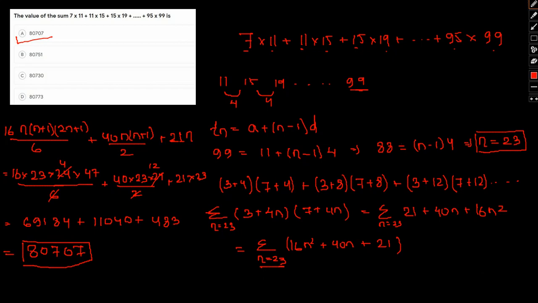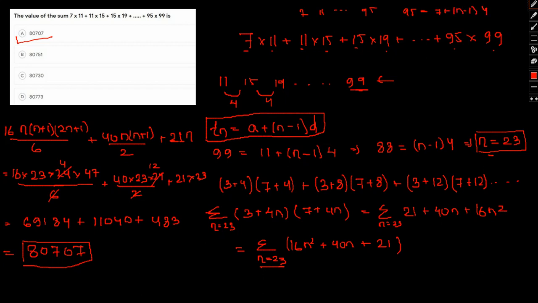So I hope this question is clear. Let me reiterate the same. We initially found out the number of terms using this AP formula. We found n equal to 23 because we observed a certain kind of pattern. You could have done the same using the series 7, 11, dot dot dot till 95 as well.